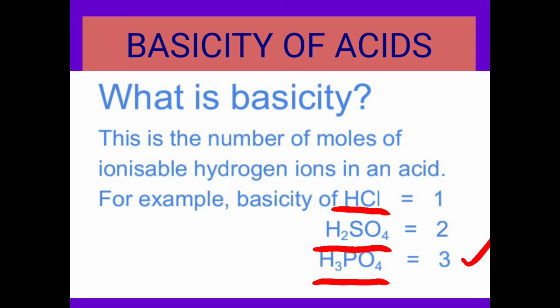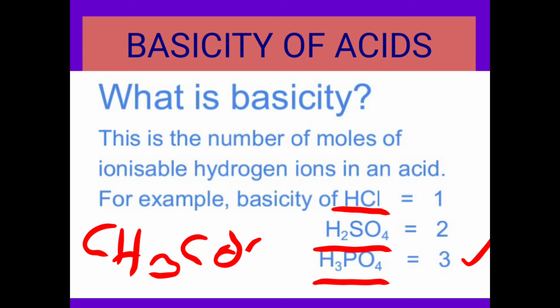However, there are some acids that have many hydrogens but few basicity. That is, they may have like 3 hydrogens, but their basicity is 1. For example, let us look at ethanoic acid. Okay, that is ethanoic acid.